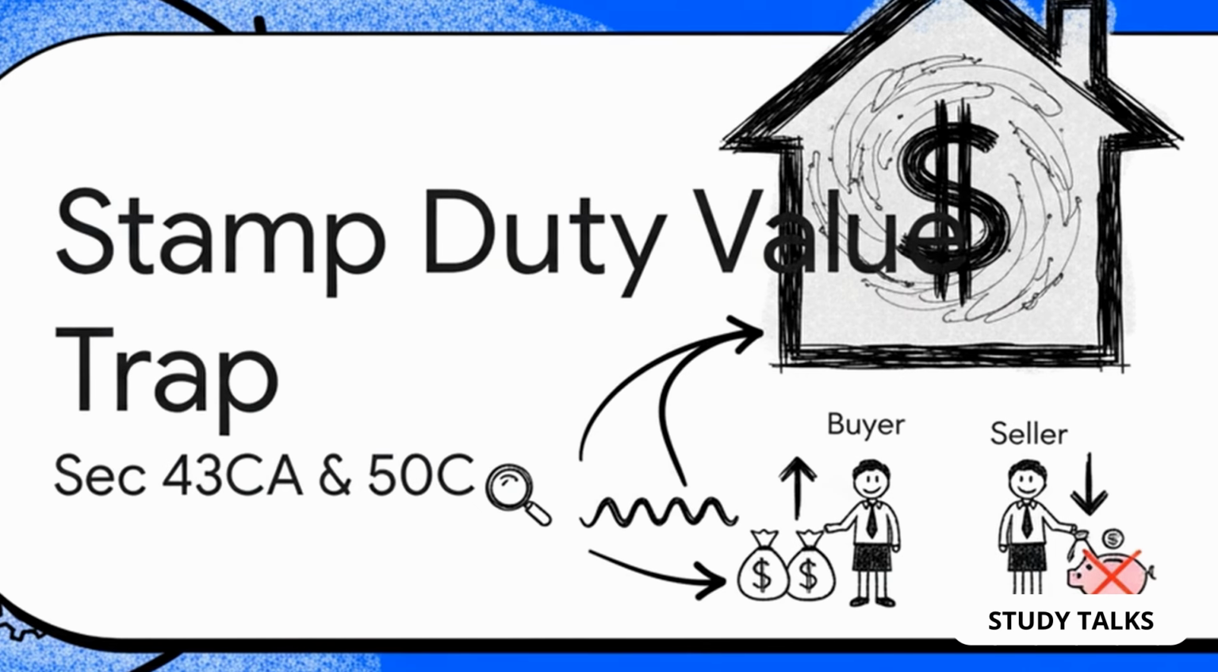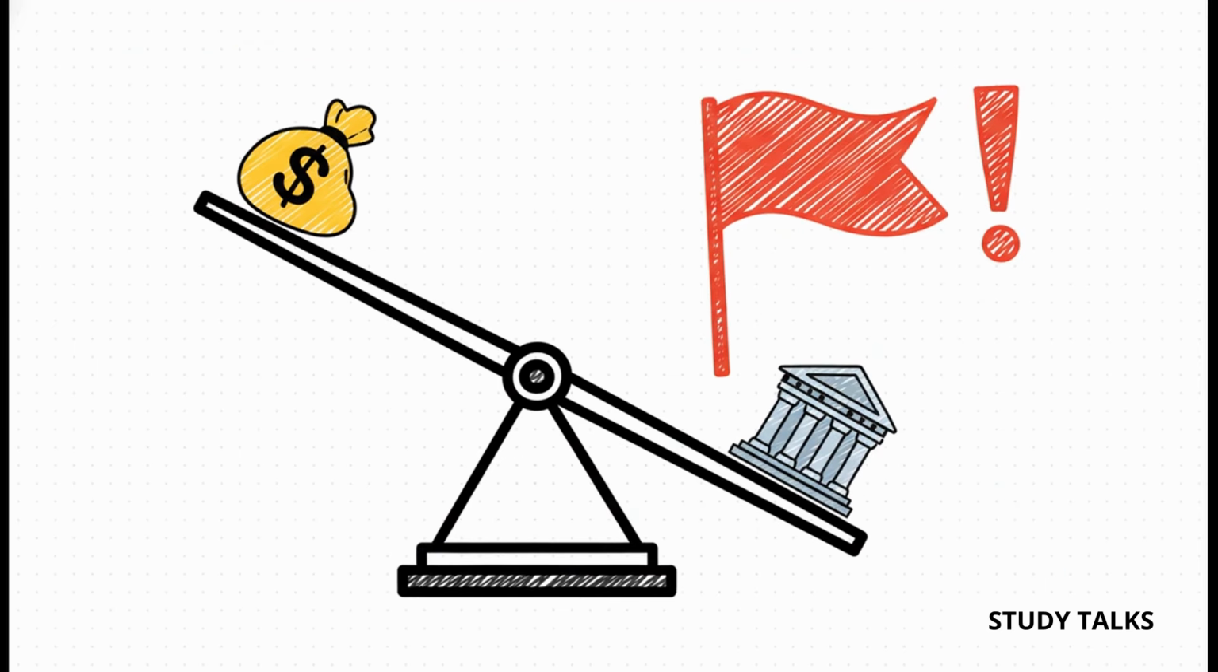This is where things get really interesting. The stamp duty value trap. We're talking about sections 43CA and 50C, and this is where we see a tax impact on both the buyer and the seller. So you really need to focus here. So here's the classic scenario you'll see in a question. Someone sells a property for 90 lakh, but the government's value, the stamp duty value, is way higher at 150 lakh. When you see a huge gap like this, alarm bells should be ringing. This difference is going to have tax consequences for sure.